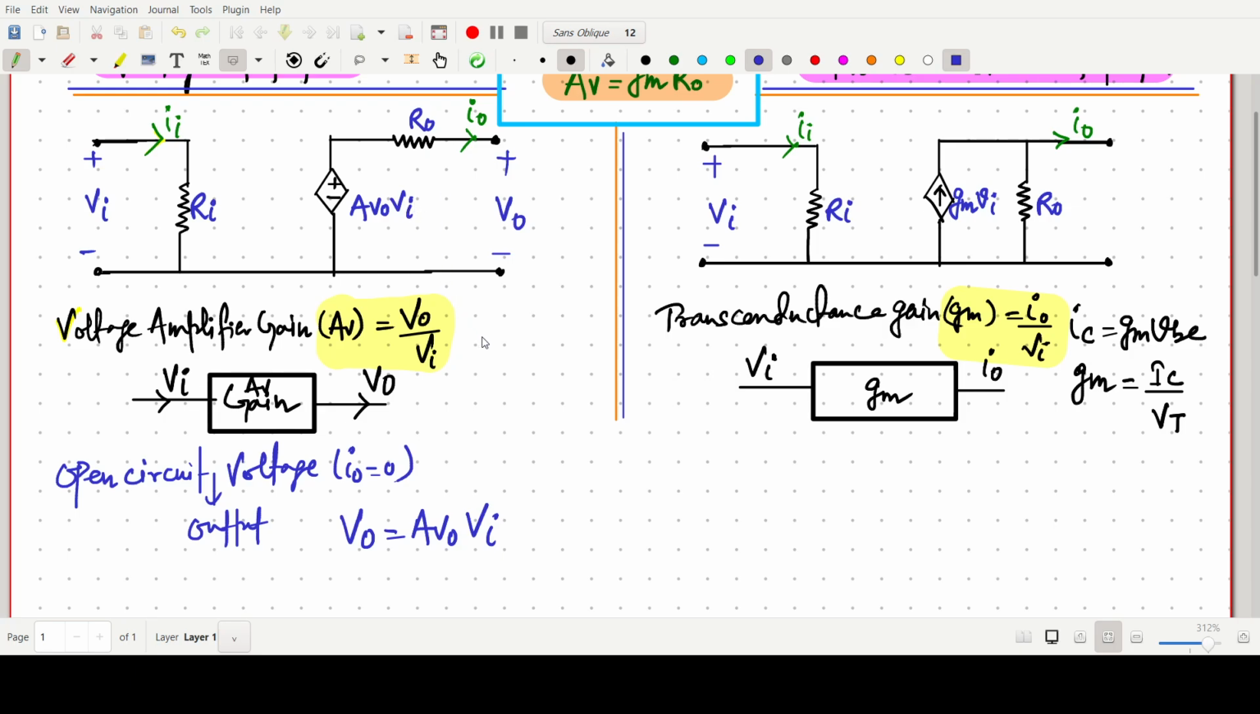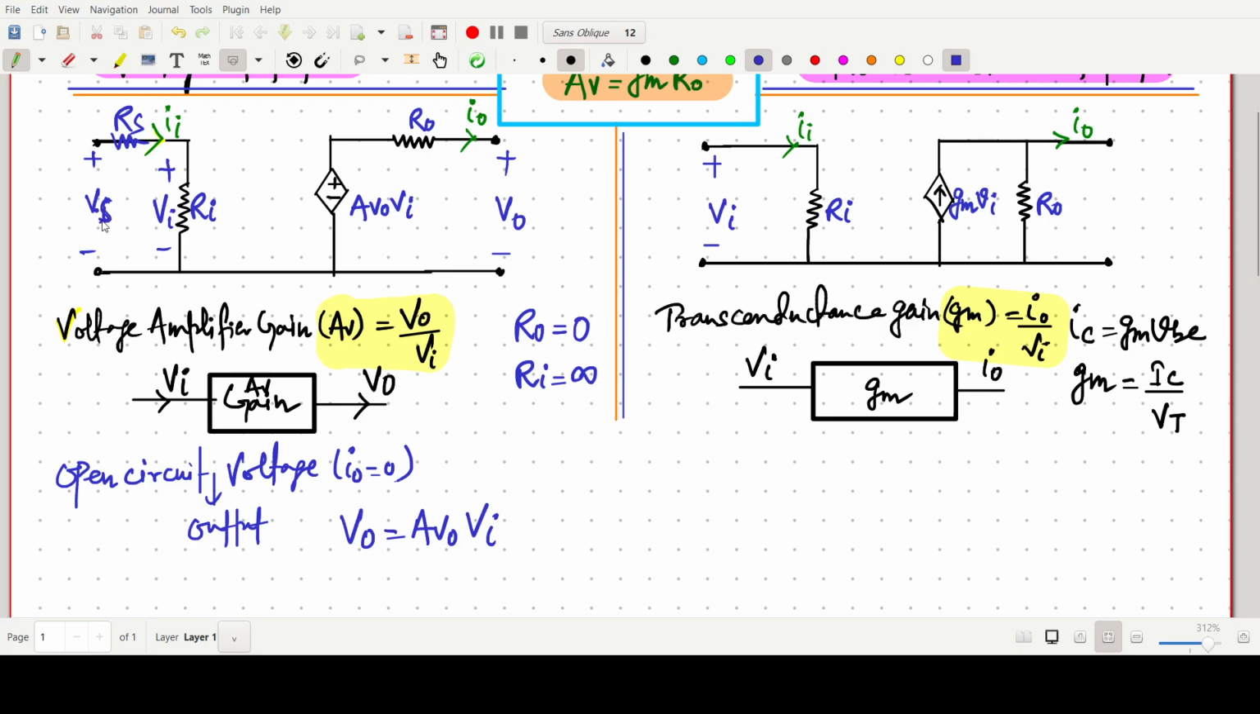Mainly in a voltage amplifier, the output impedance will be low, ideally zero, and the input impedance will be infinite. So if one resistance, for example Rs, is there, we need this voltage to be the same as Vi, or say this is Vs.